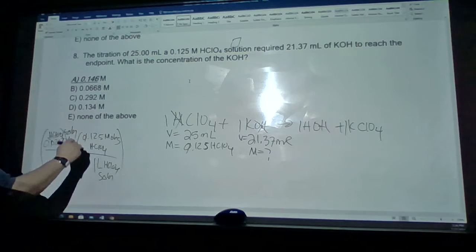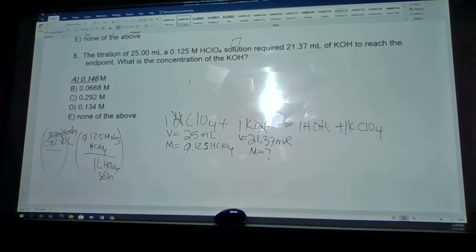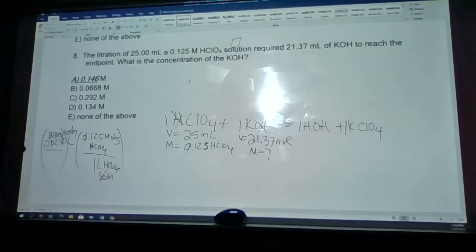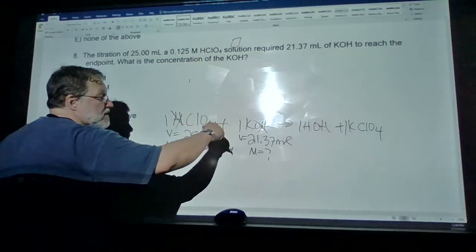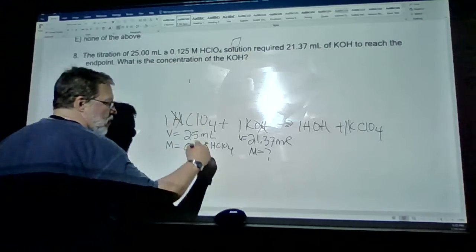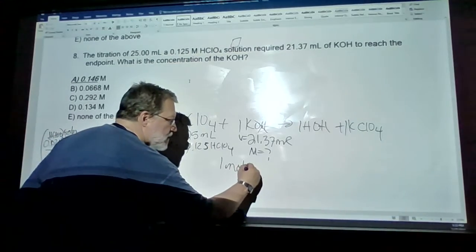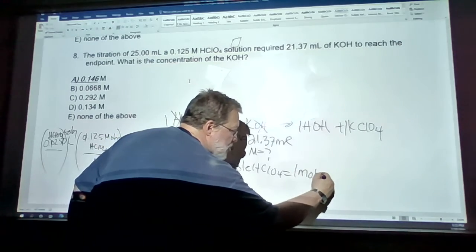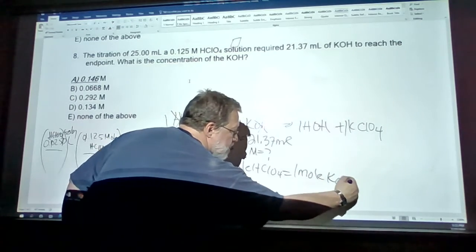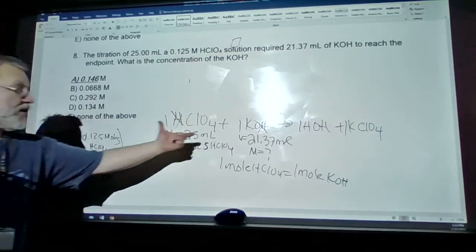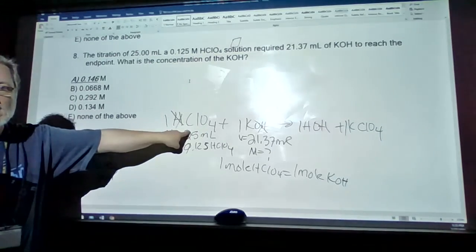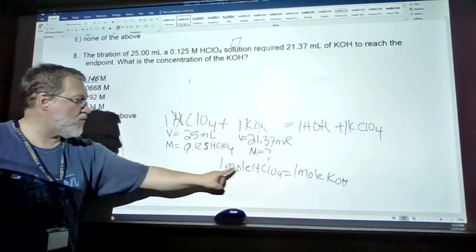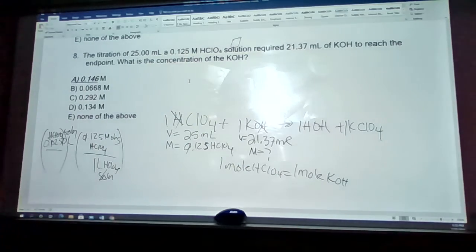Liters HClO4 solution, we're left with moles. What does this equation say? 1 mole of HClO4 is equal to or consumes 1 mole of KOH. That's what the reaction says. One of these reacts and consumes one of these. So we have a 1-to-1 mole ratio.